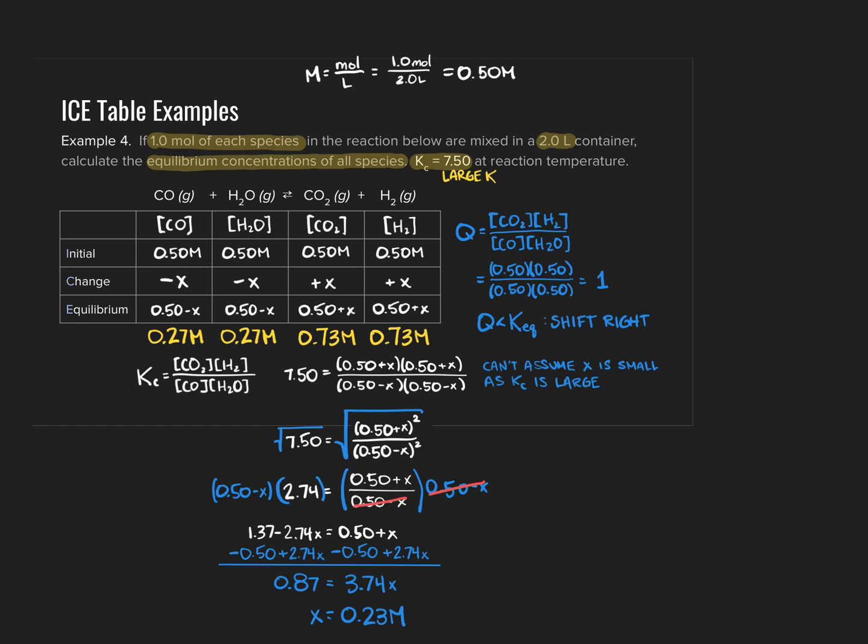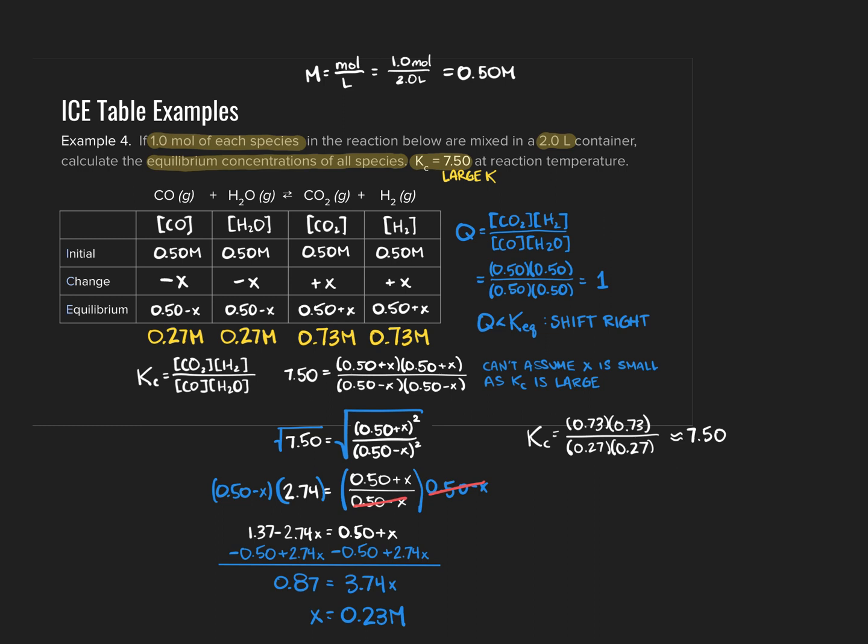And remember, folks, you are always welcome to go back and check your work here. If I take those equilibrium concentrations I have now calculated and plug them into my expression for Kc, you'll notice here I get 0.73 squared over 0.27 squared, which, plus or minus a little bit of rounding error, comes out very, very close to the value of Kc expected there of 7.50 at our reaction temperature. So it seems like things worked out well.